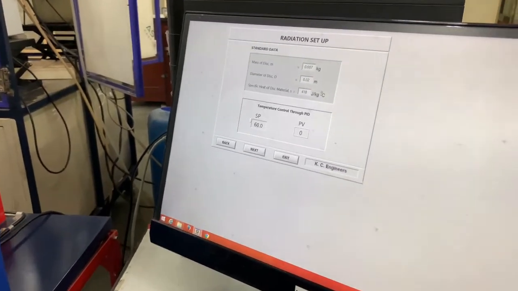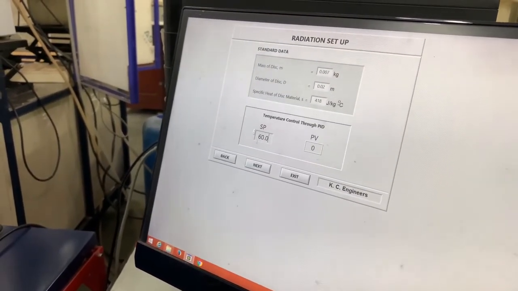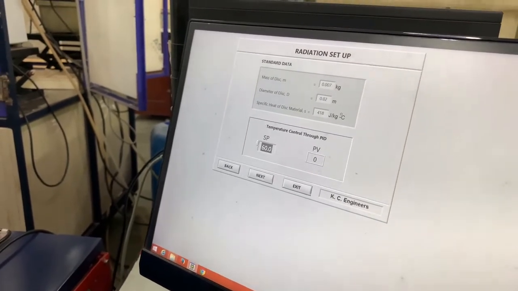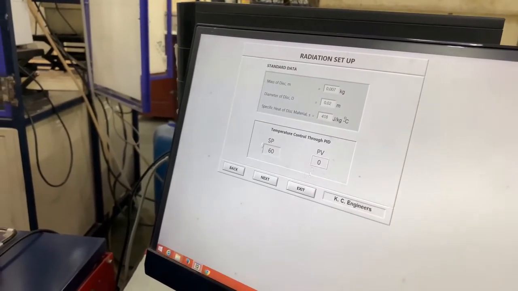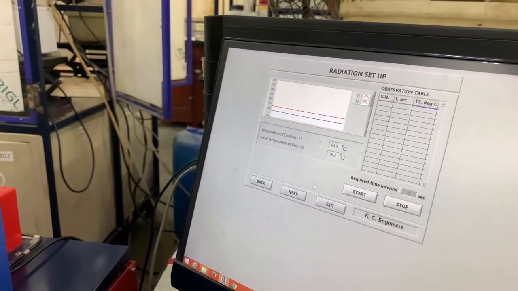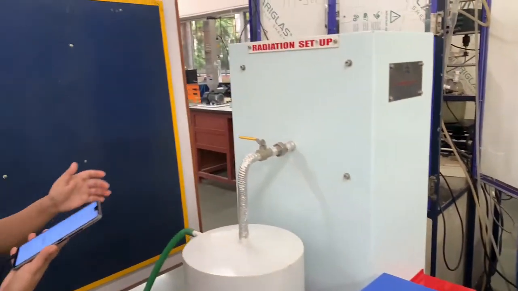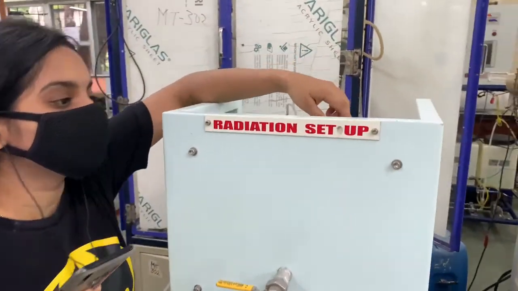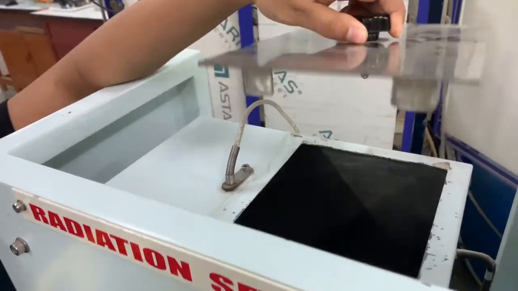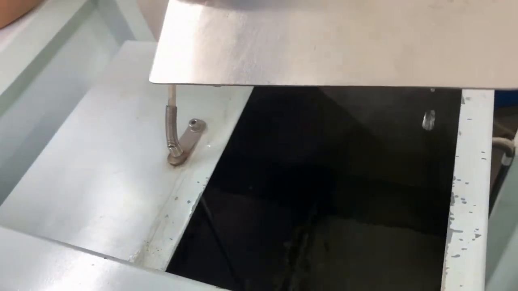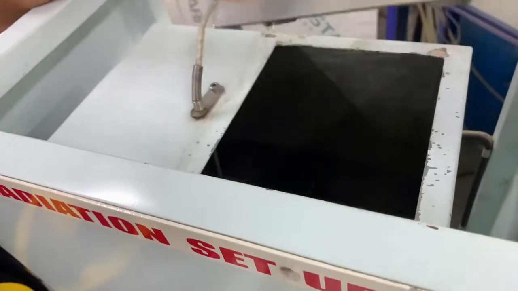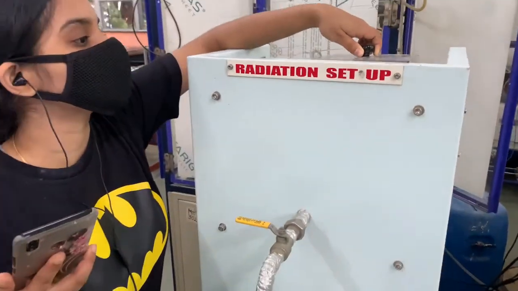Now let's get started with our real experiment. I am giving the input of the temperature 60. I have already poured water in the reservoir, as you can see here, and as per the given temperature it will reach 60 degrees Celsius.